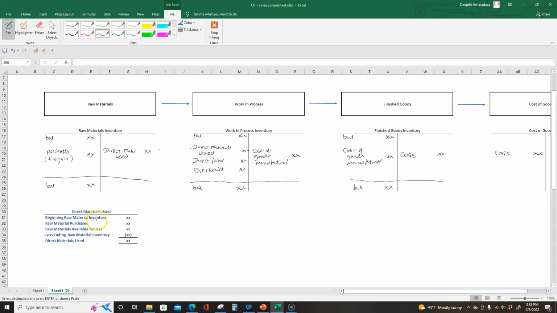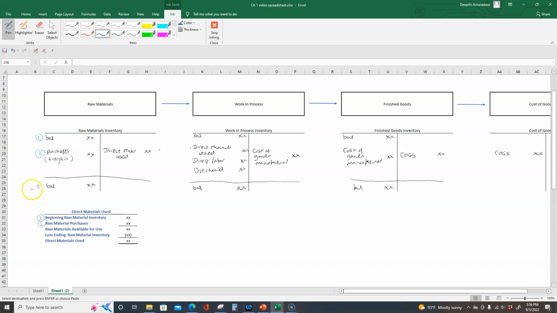Let's go through the direct materials used schedule. We start with beginning raw materials inventory that you get from the T account here. So that's one. Raw materials purchases are added to that. Again, that is right here in your debit side of your T account. Beginning raw materials inventory plus purchases equal to raw materials available for use. So all you're doing is just adding the debit side of your raw materials inventory account.